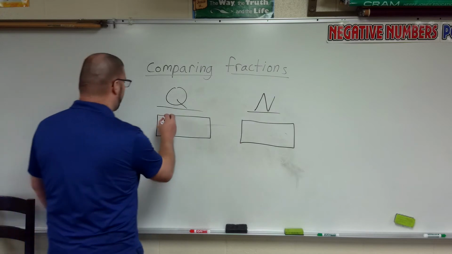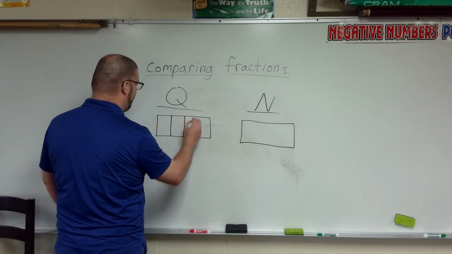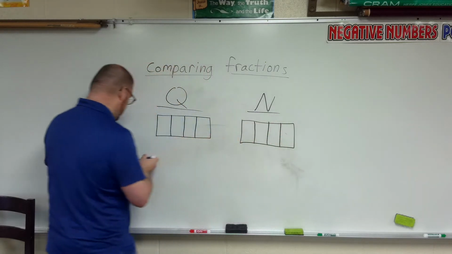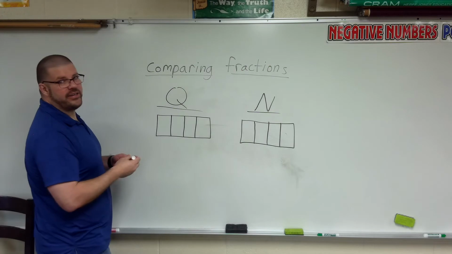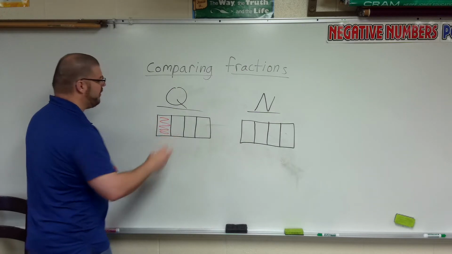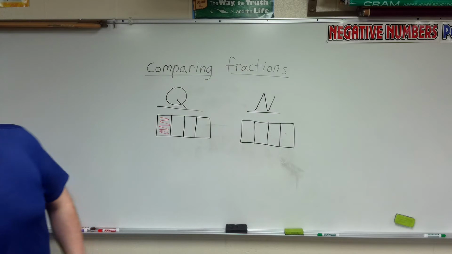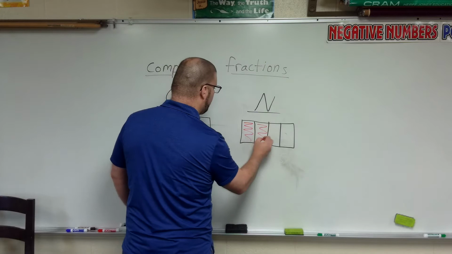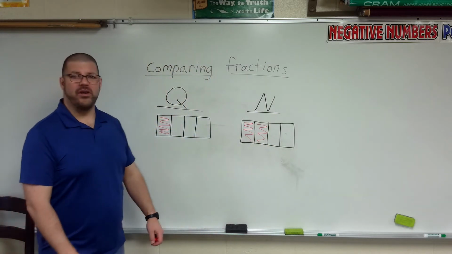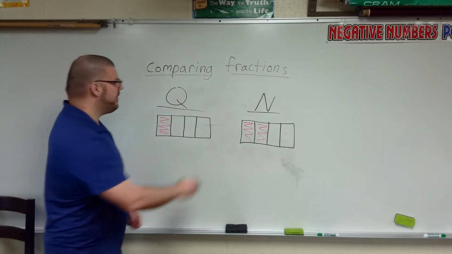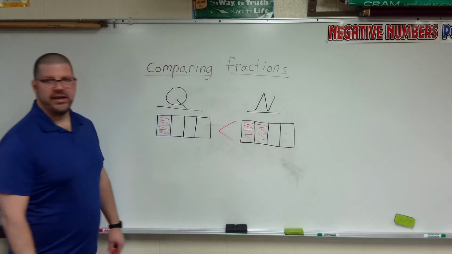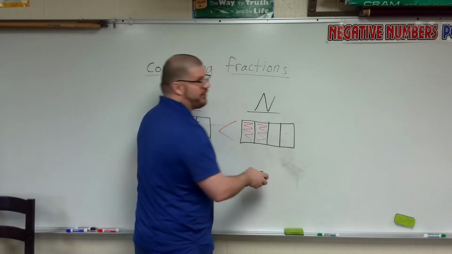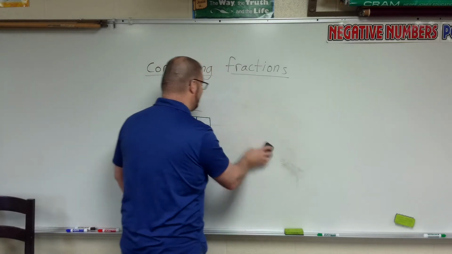Quinn ate 1/4, so we need to have it divided into 4 parts. Quinn ate 1 part. Hey, Quinn, how you doing? I hope you're feeling good. Quinn ate 1/4. And Nancy ate 2/4. Well, which one ate more? Obviously, Nancy did. It'd be bigger. Makes sense? Good. I hope so. You can obviously answer the question.